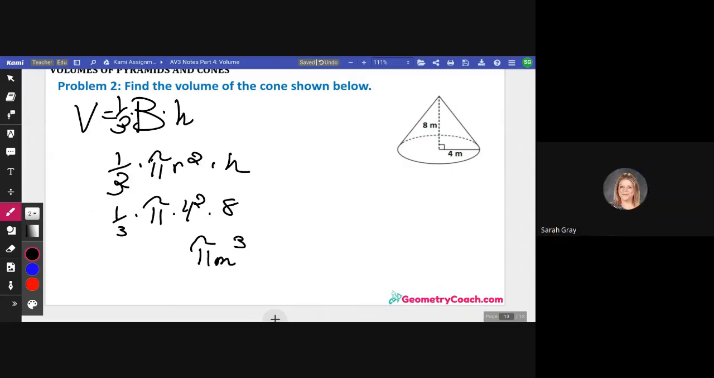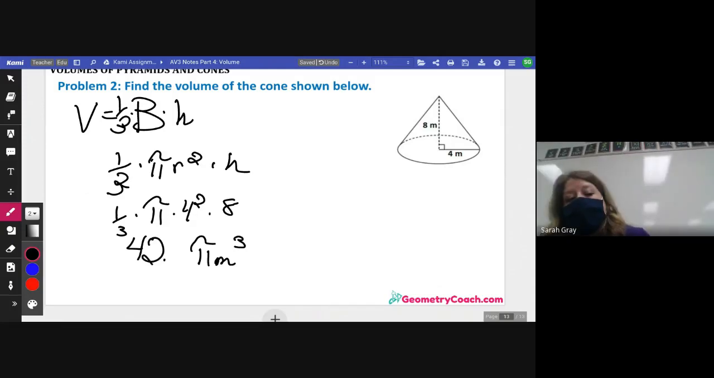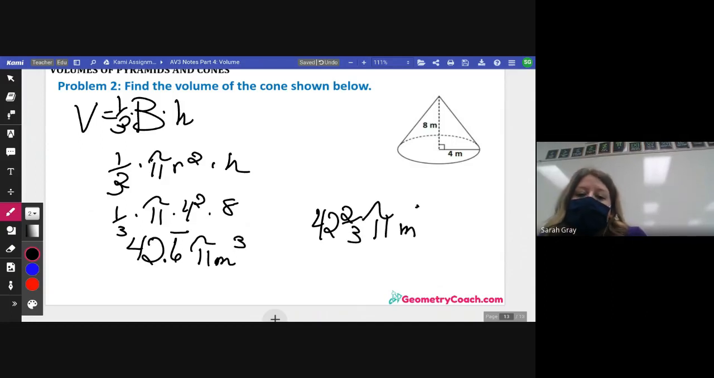What'd you get? 42.6. Say it again. 42 point. Okay, 42.6 repeating. If you prefer that in fraction form, it would be 42 2/3. But you can still leave it in terms of pi. You don't have to multiply pi there. You can, because it doesn't specify, but you don't have to.